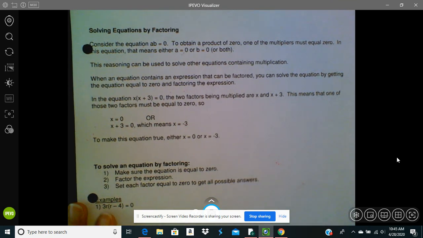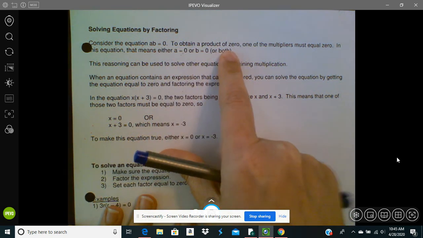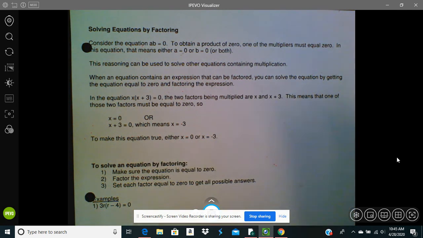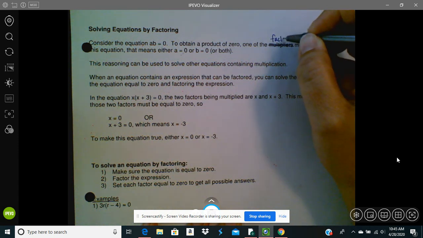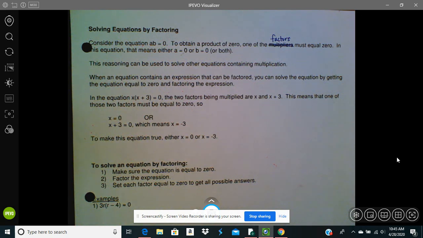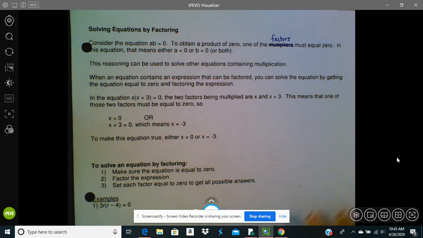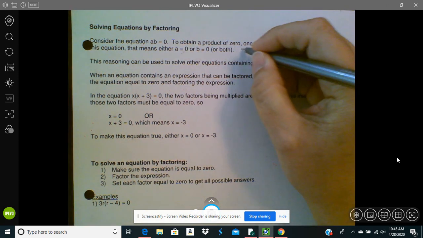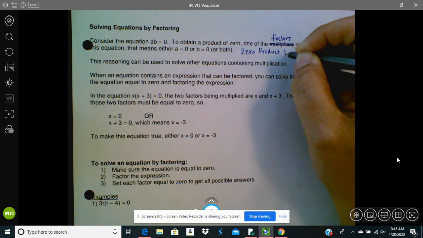So you have the notes on solving equations by factoring. What I want to do now is go through them, okay? So here's how it works. If you look at AB equals 0, to get a product of 0, one of the numbers, I should say one of the factors, because oh goodness, Robadeer, that is what ties in to this unit, one of the factors must equal 0. So in this equation, either A equals 0 or B equals 0. You also have to consider where both may be 0. And we actually call this the zero product property.